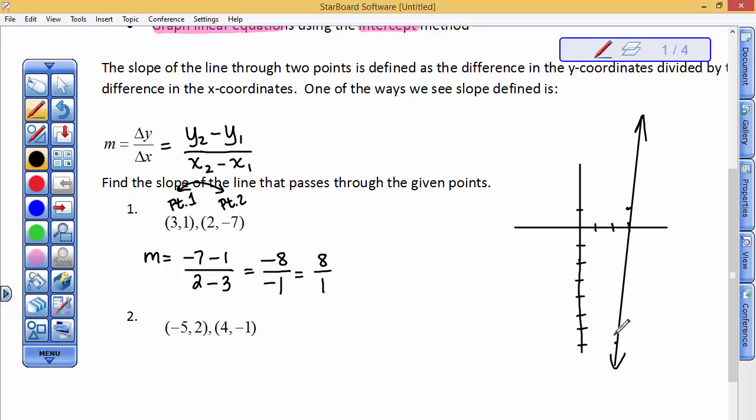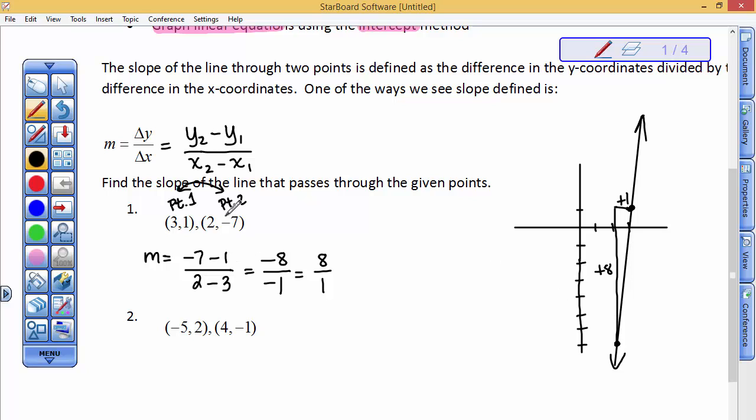I want you to know, though, that slope is defined as my change in y over my change in x. So from this ordered pair, I could go up positive 3, 4, 5, 6, 7, 8, and then to the right 1, and I would see, again, up 8 and to the right 1, a positive 8 over a positive 1, defines the slope of that line. Again, change in y over change in x.